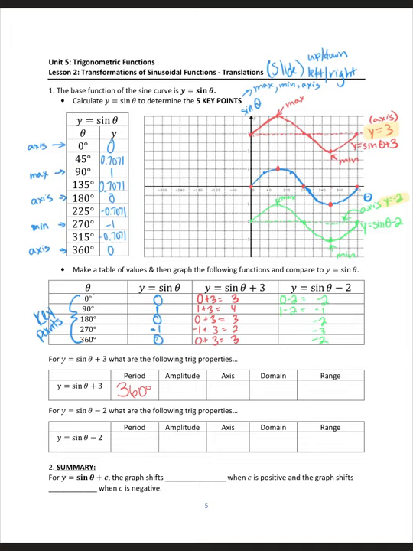So my axis is at 3, the maximum is up to 4. So my amplitude is still 1. Okay, the axis of the curve we've already talked about. That's that horizontal line that cuts the graph in half. So it's y equals 3 for this one.